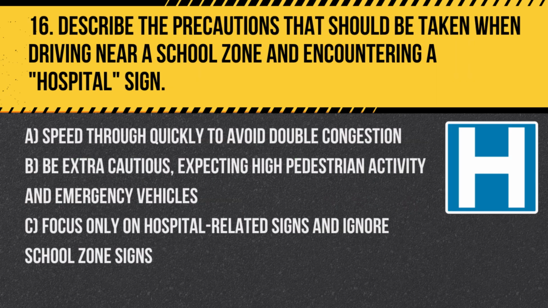Question 16. Describe the precautions that should be taken when driving near a school zone and encountering a hospital sign. A. Speed through quickly to avoid double congestion. B. Be extra cautious, expecting high pedestrian activity and emergency vehicles. C. Focus only on hospital-related signs and ignore school zone signs.